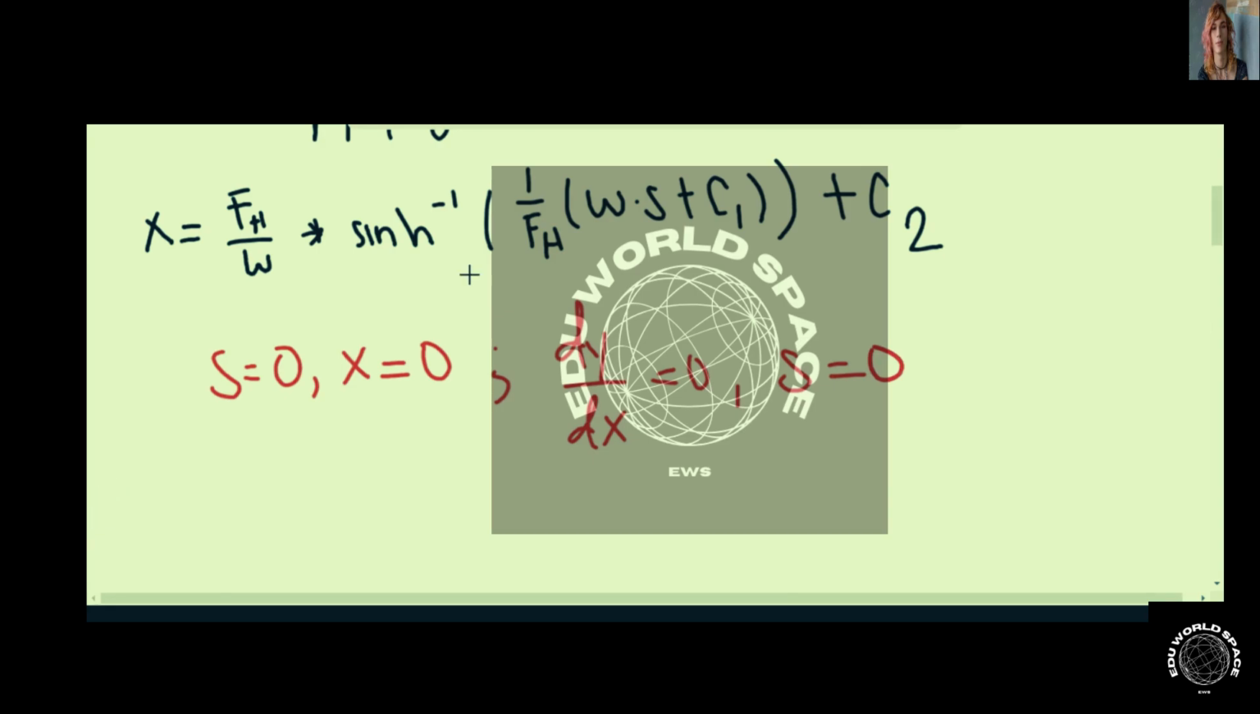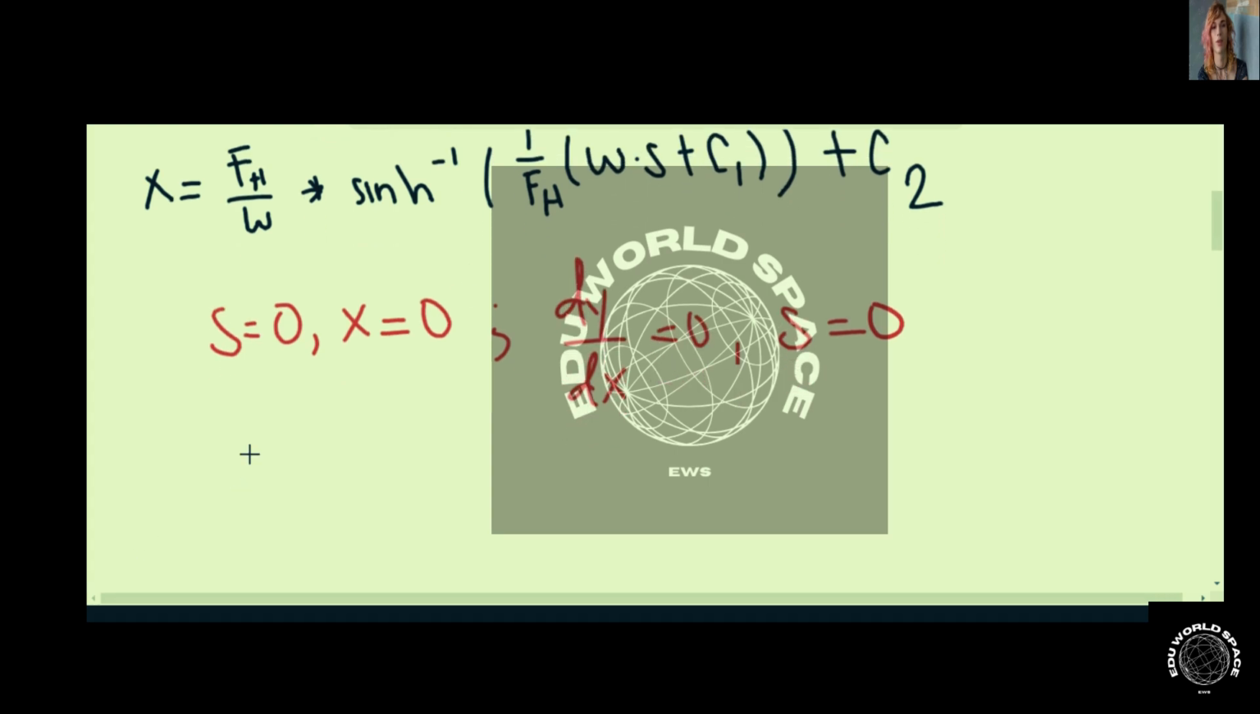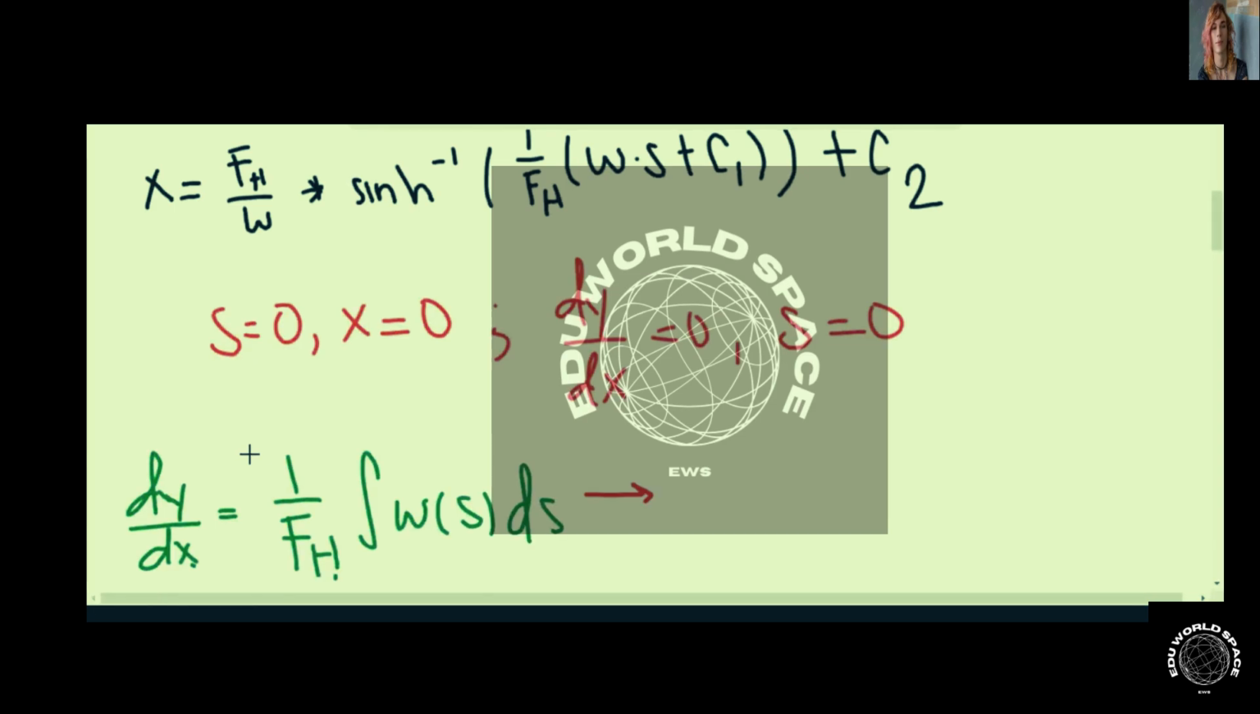We can't use our deflection curve equation because it does not have a variable y, so we cannot take a derivative. But you have to remember that in this section, we were given the equation of dy over dx equaling 1 over F sub H times the integral of w as a function of s times ds. When you take the integral of that equation, you get that dy over dx equals 1 over F sub H times w times s plus c1.